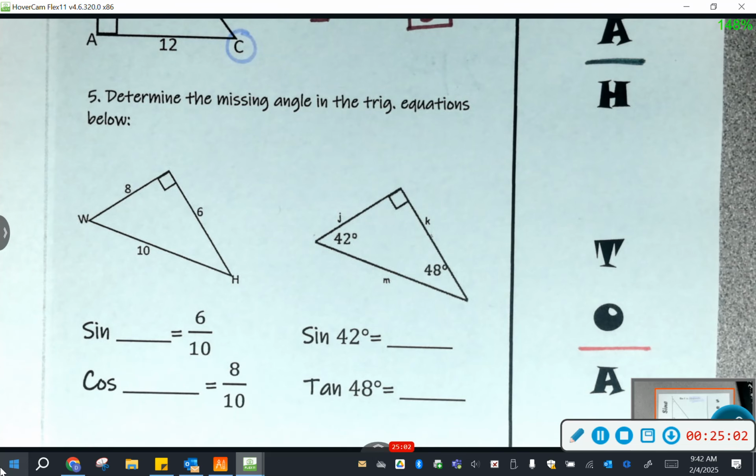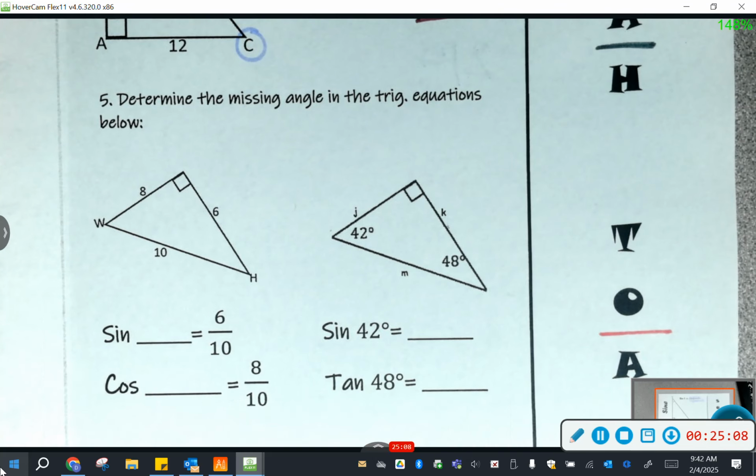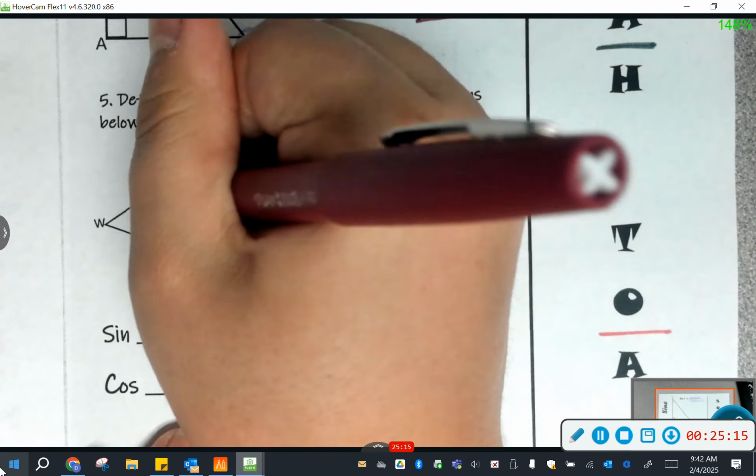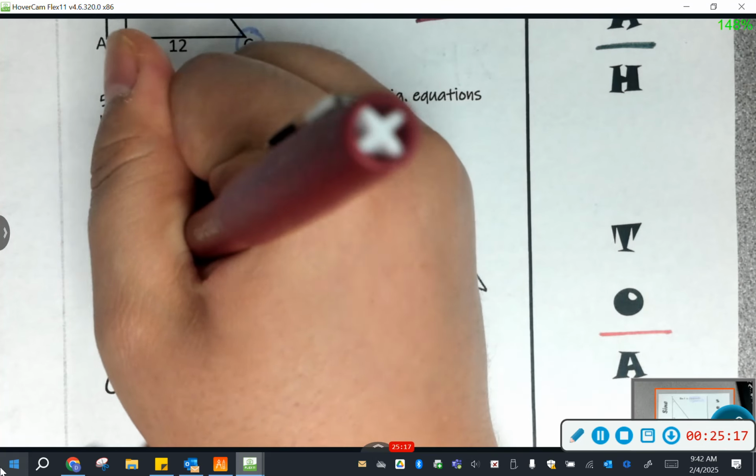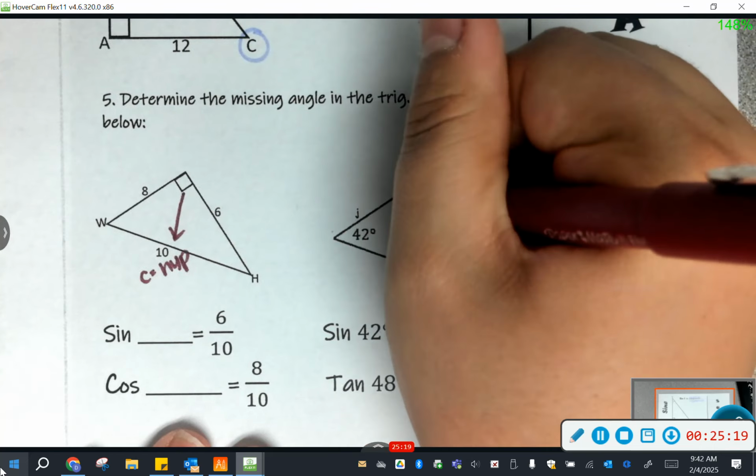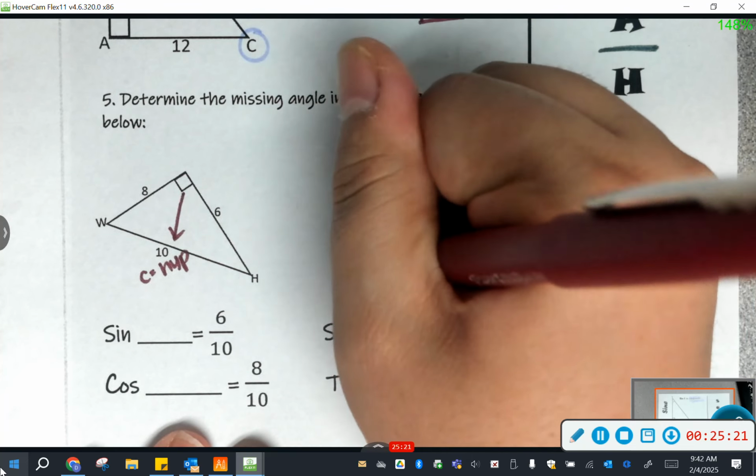Now we're going to work backwards. What if I give you the ratio, but I want to know what's the angle? So look at this first one. What do I do first on my triangles? Hypotenuse. I'm going to do it for both of them.